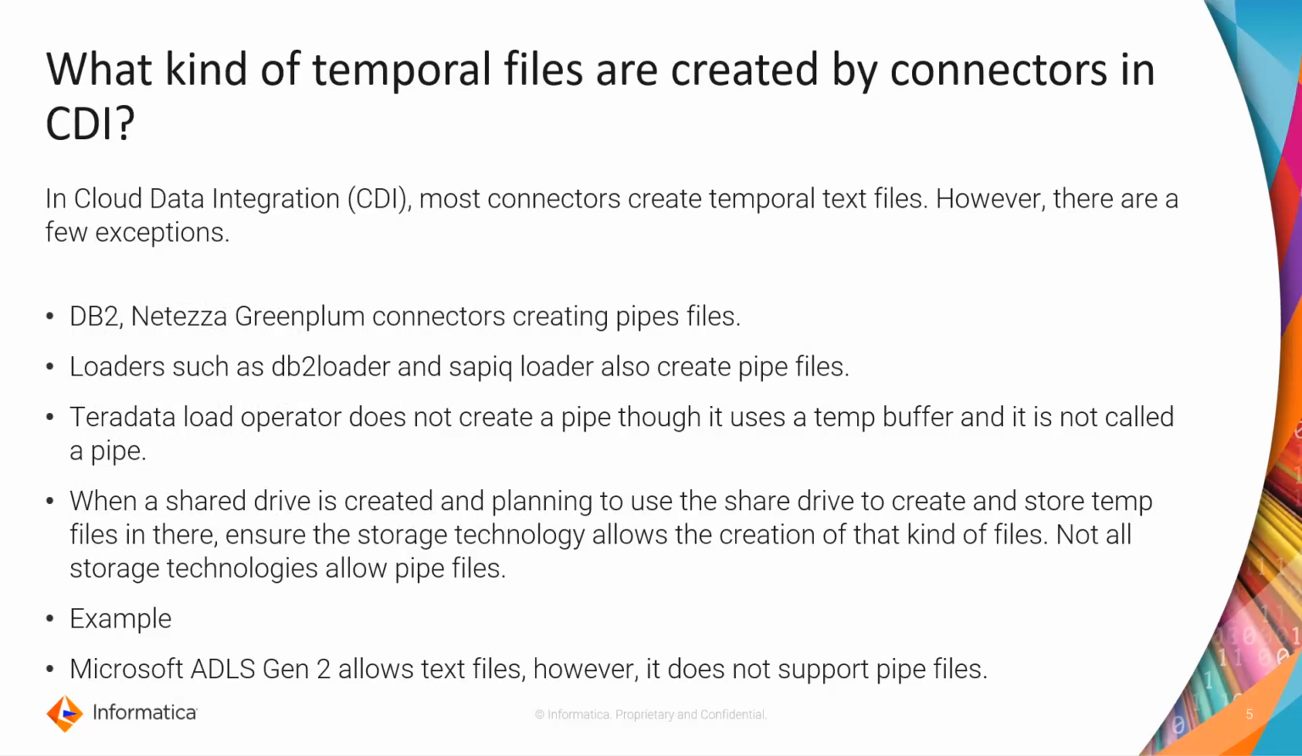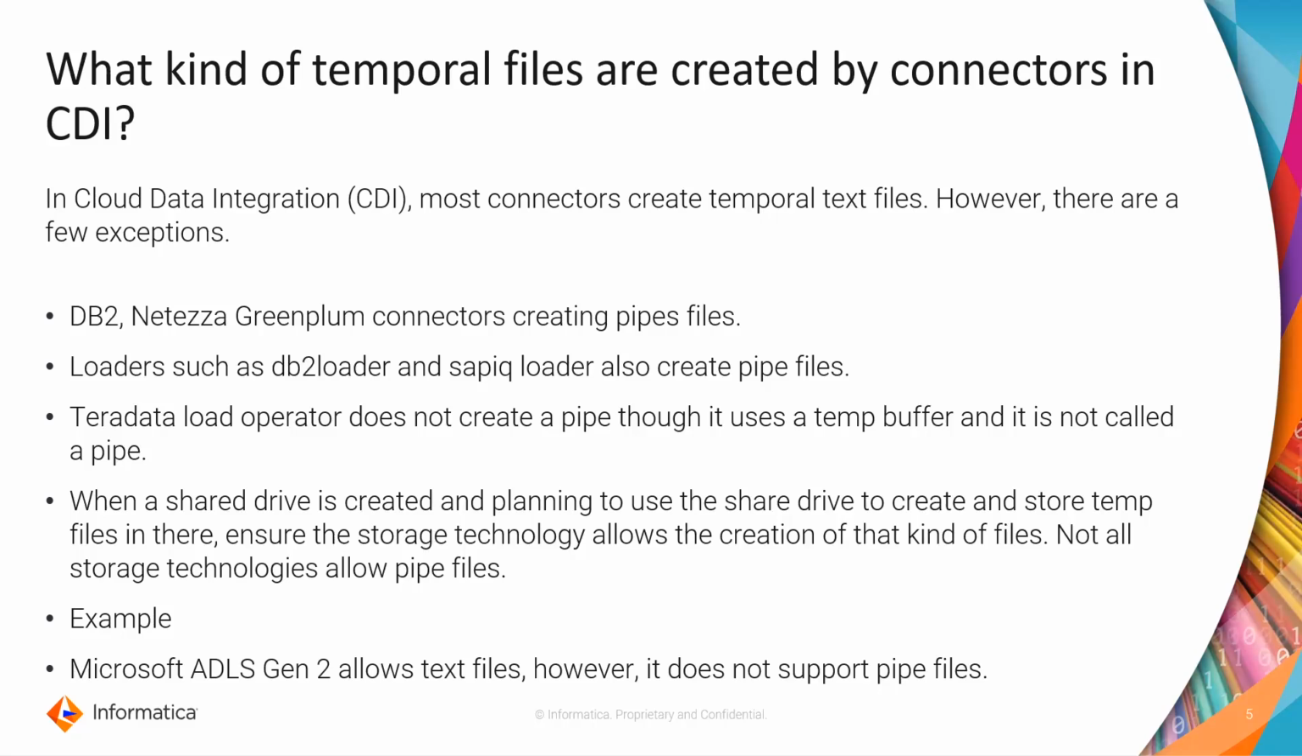And the last thing that you really need to consider is what kind of files you are going to store in this shared drive. Especially if you are using your shared drive to save temporal files, depending on the connector that you are using, they are going to create different kinds of temporal files. Some of those connectors will create simple text files as temporal files, but other connectors will create pipe files. So you have to understand which connectors you need, ask what kind of temporal files those connectors create, and then you will be able to select your storage technology.